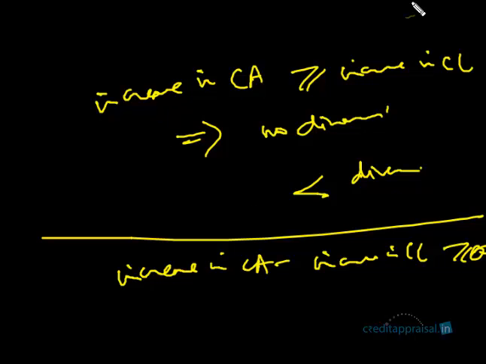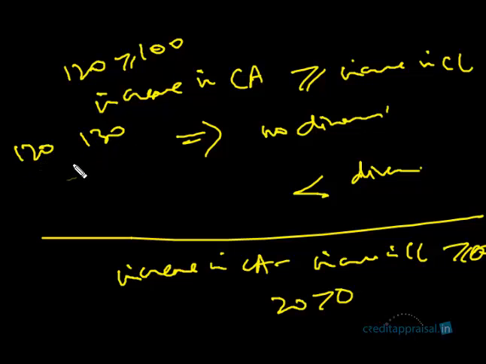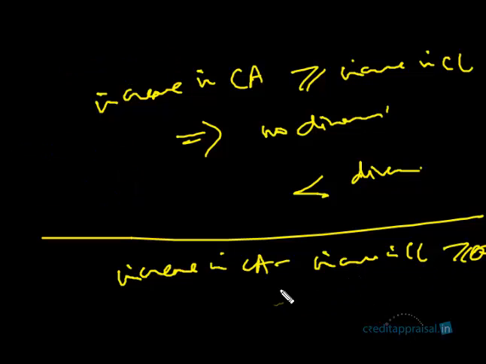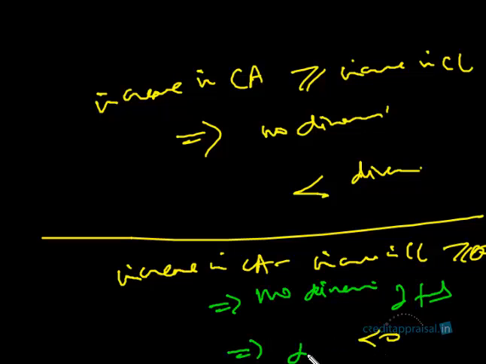You flip this side. Increase in current assets, say for example 120, this is 100. So we can say 120 is greater than or equal to 100. Or the difference, that is 120 minus 100, the 20, is greater than 0. Both are same, right? So if this was 120 and this is 130, the difference would be less than 0, okay? So you can modify it like this: increase in current assets minus increase in current liabilities greater than 0 implies no diversion of funds. Alternatively, if this is less than 0, then that definitely implies diversion of funds.